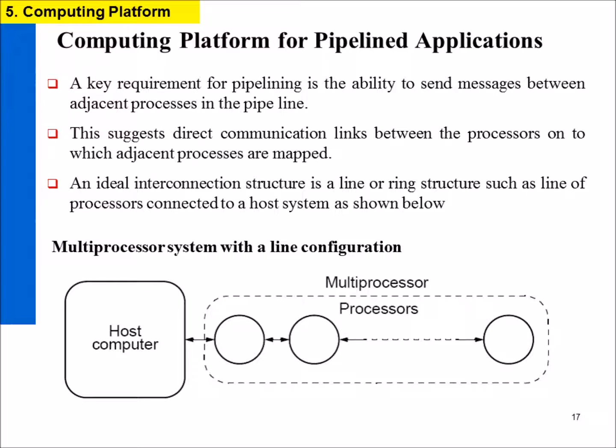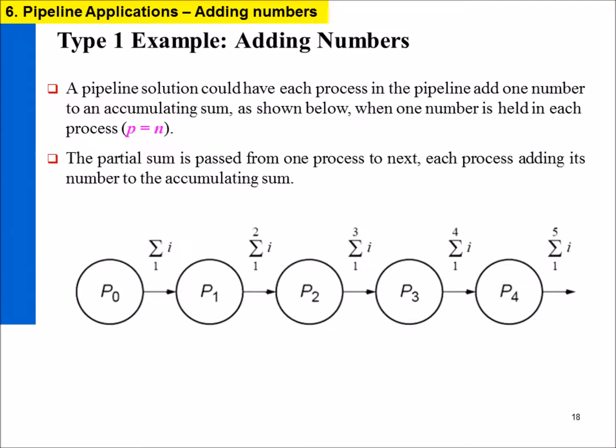Then a process can continue with the next operation without waiting for the destination to be ready. Now, let's take a look at some examples of using this kind of pipeline architecture. Okay, for this particular example, let's look at the situation of adding a list of numbers. The problem could use any associative operations on a sequence of numbers.